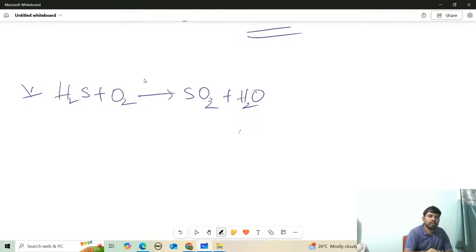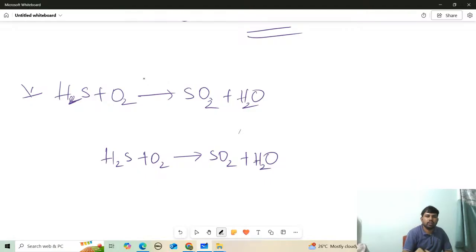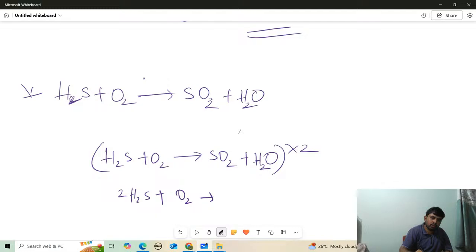So balance it. H2S plus O2 gives SO2 plus H2O. Okay. How many hydrogens? Two hydrogens, and one sulfur. Oxygen, three atoms. So it is an even and odd number, so multiply with two: 2H2S plus O2 gives rise to 2SO2 plus 2H2O.